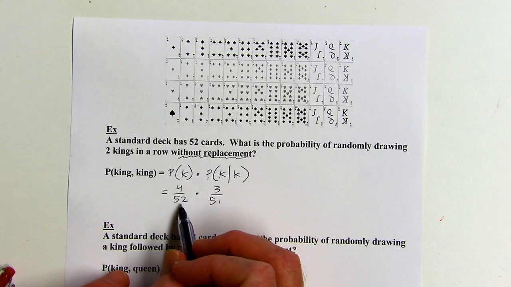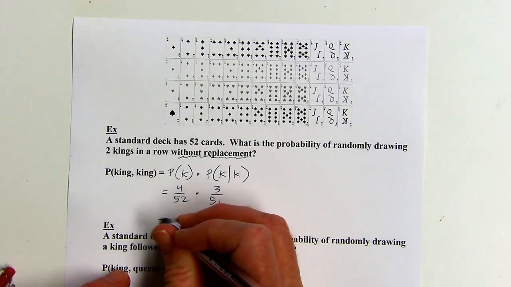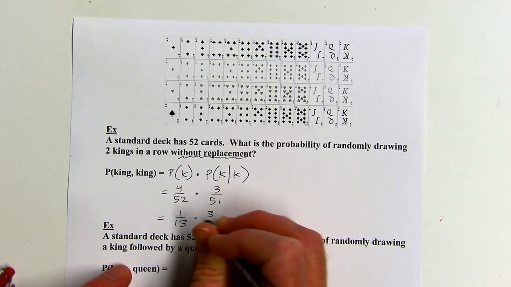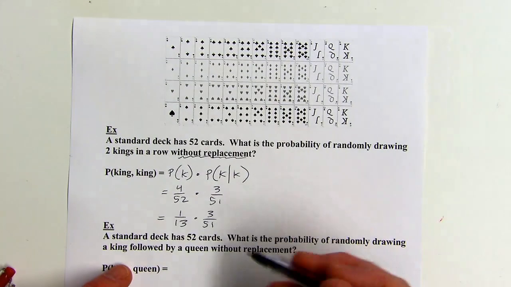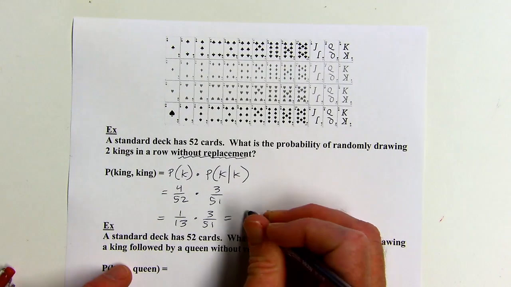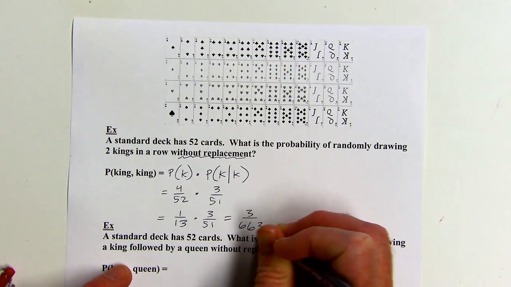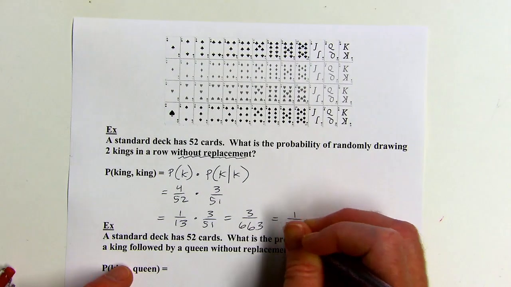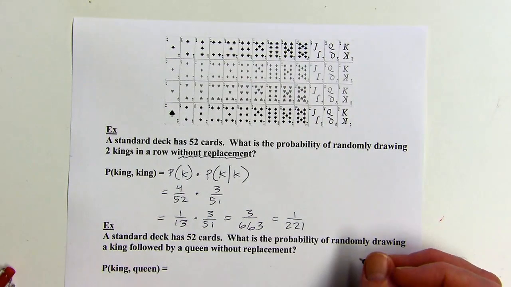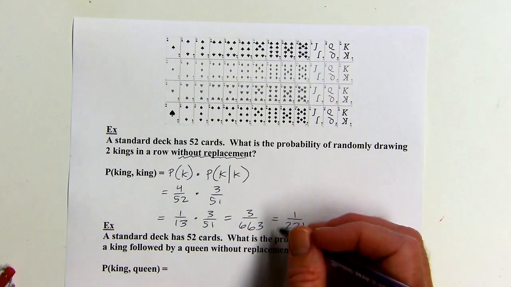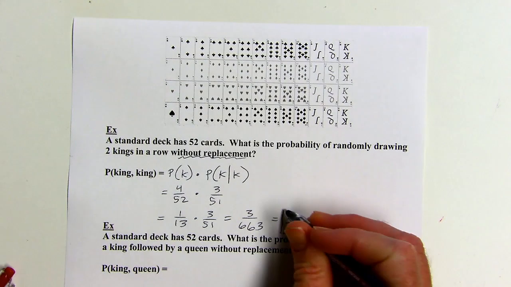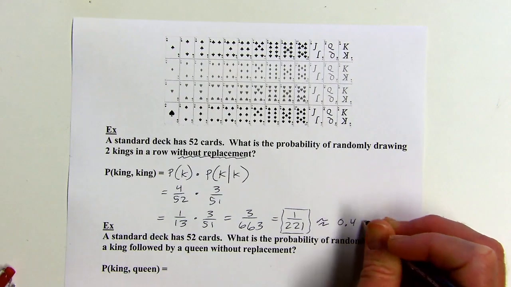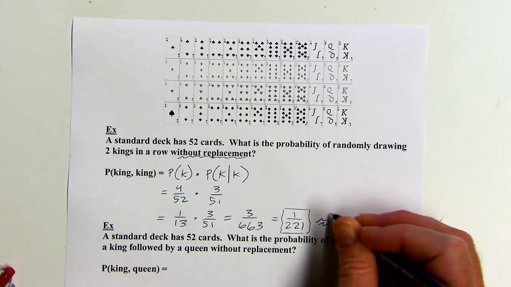You could also reduce this first fraction. 4 over 52, you can divide 52 by 4, and it's going to be 13. So if you divide top and bottom by 4, we get 1/13. But you could always just reduce at the end after you multiply too. So this will give me 3 over 663, and 3 goes into both of those, so you can reduce again. Okay, so pretty small chance of pulling 2 kings in a row, right? If you're playing poker and that's what you need, not likely going to happen, but it could. It's about a 0.45% chance, less than 1% chance.